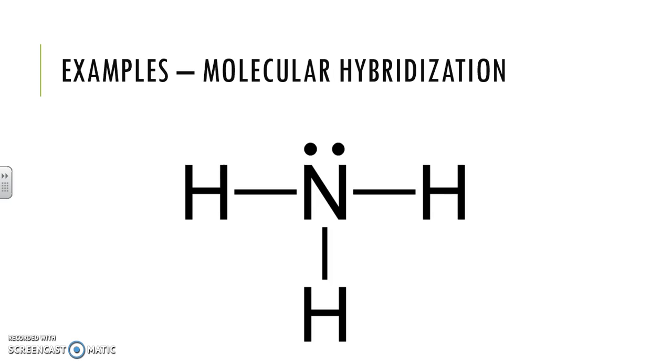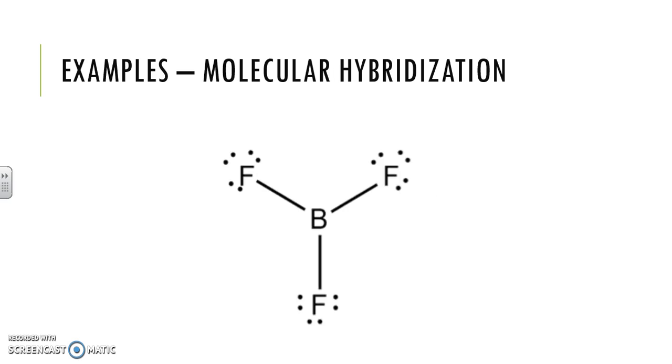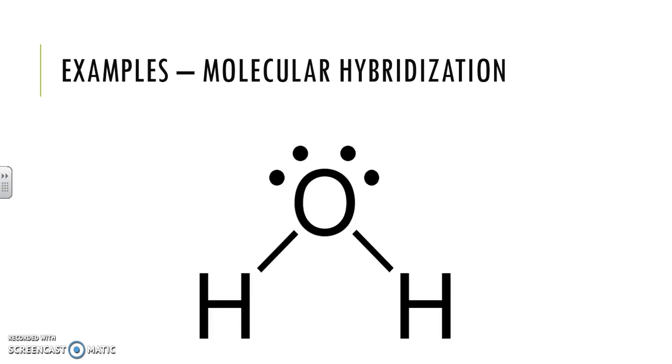What about ammonia, NH3? Well, it has a lone pair, that counts as an area of density, and it has 3 individual bonds. Each one of those counts as well. So that's 4 total areas of density. I would say that ammonia is sp3 hybridized. What about BF3? It only has 3 bonds, no lone pairs, 3 areas of electron density around it. I would say that this guy is sp2 hybridized.